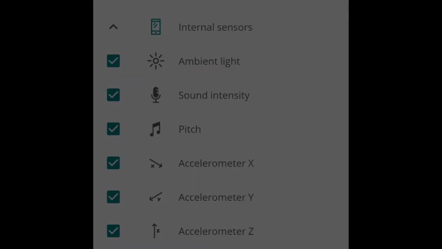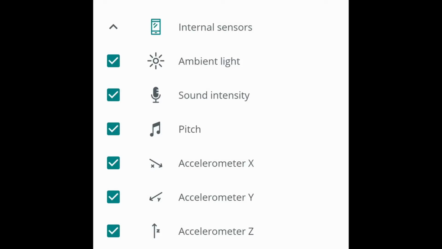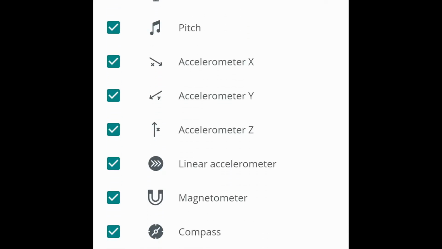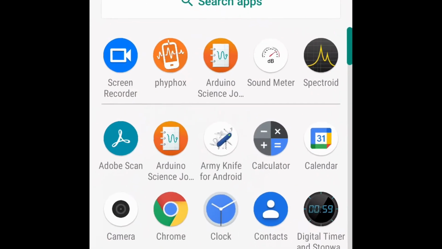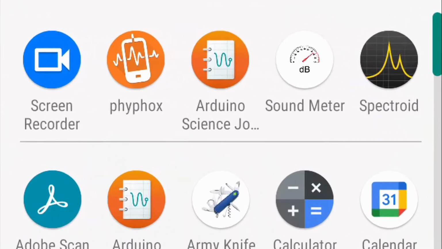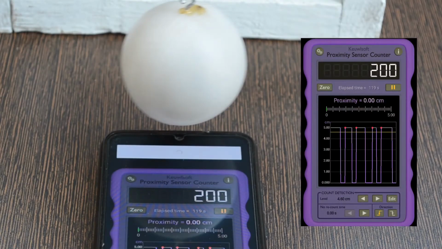Sensors in the smartphone can be of great help. My phone has these sensors. Let us use apps like Firefox Proximity Counter to automate things for us. Counting the oscillations can be very boring over a long period.